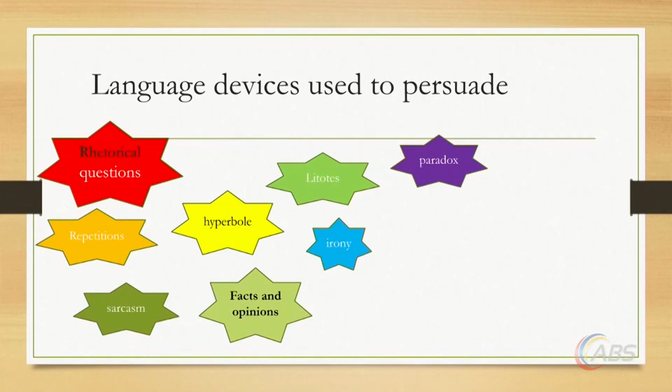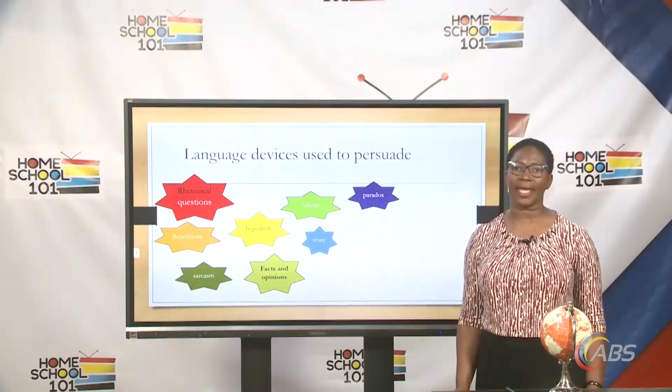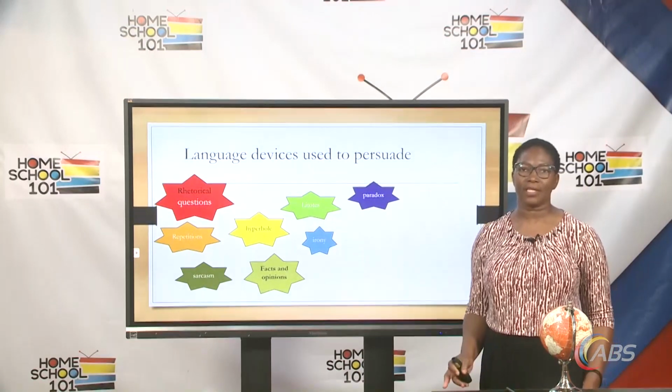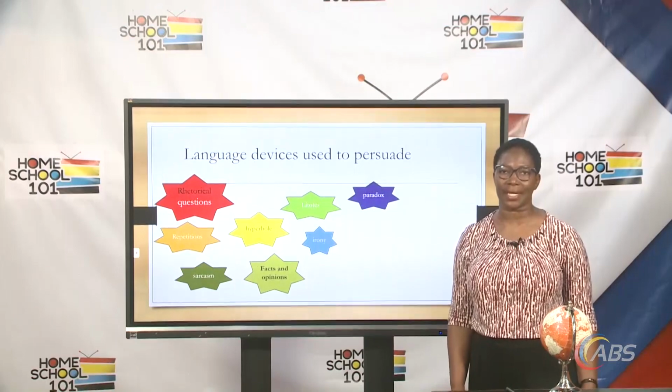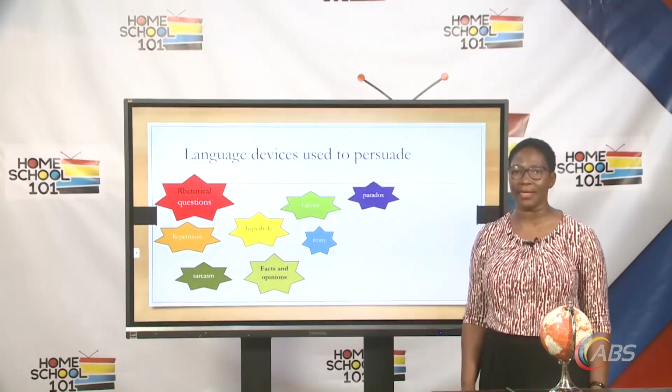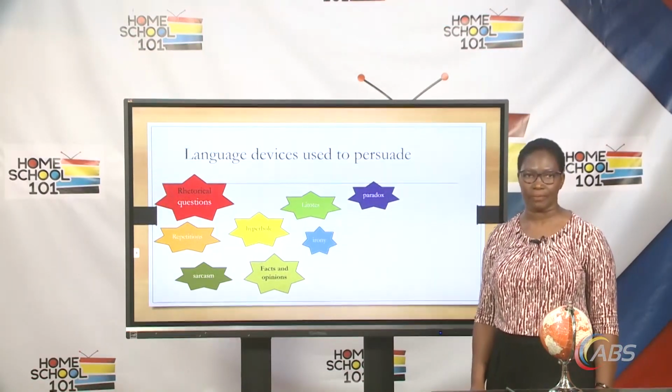An opinion, on the other hand, differs from one individual to another. If people can differ in how they see or how they perceive a particular entity or a particular thing, then that's an opinion.